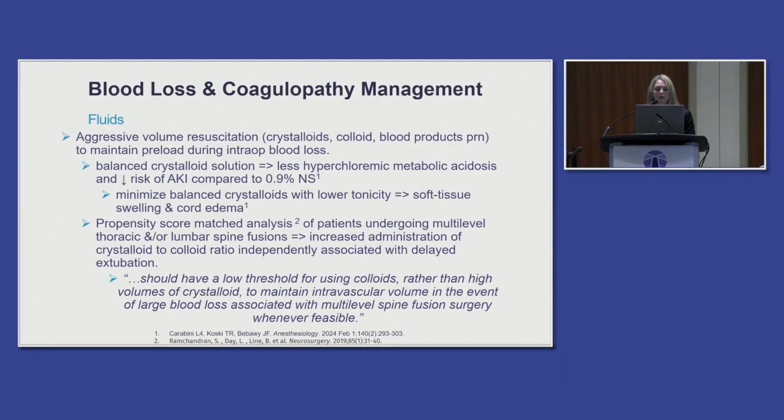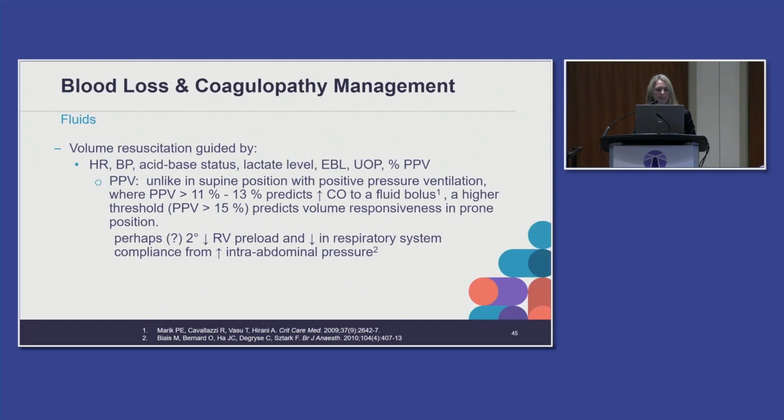A propensity score matched analysis of patients undergoing multi-level thoracic and or lumbar spine fusions found that increased administration of crystalloid to colloid ratio, so more crystalloid, was independently associated with delayed extubation, presumably because of edema concerns. And they said you should have a low threshold for using colloids rather than high volumes of crystalloid to maintain intravascular volume in the event of large blood loss associated with multi-level spine fusion surgery whenever possible.